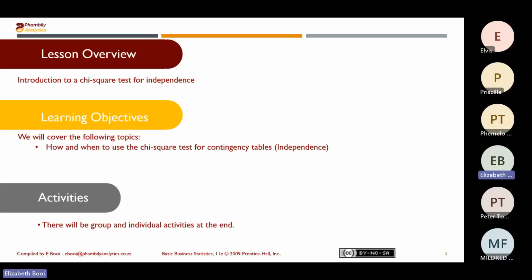By the end of the session today, you will learn how and when to use the chi-square test for a contingency table. If you have a prescribed book, you will notice that the section is too big. The only thing you need to worry about is the chi-squared test for independence, or chi-squared for the contingency table. You don't have to learn anything about the chi-squared goodness of fit test. It's not part of your syllabus. So we're only going to learn about independence.